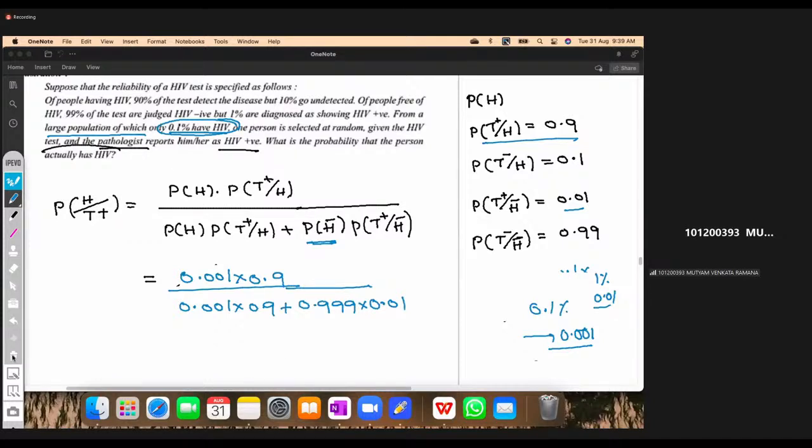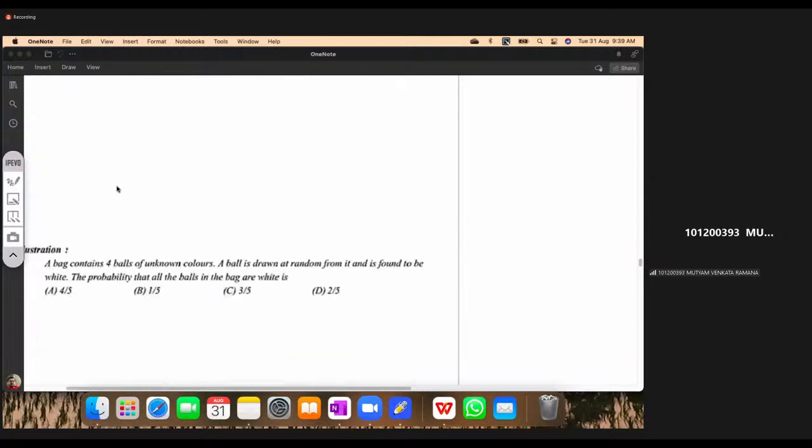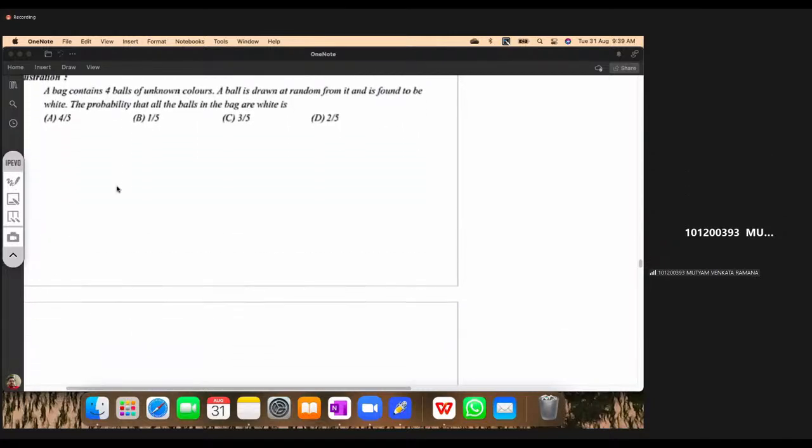Right. Moving to the next question. A bag contains 4 balls of unknown colors. A ball is drawn at random from it and it's found to be white. Find the probability that all the balls in the bag are white. Very important model here. I'm not sure what type of balls we have, but a ball is drawn from the bag and it is found to be white. Make it fast.